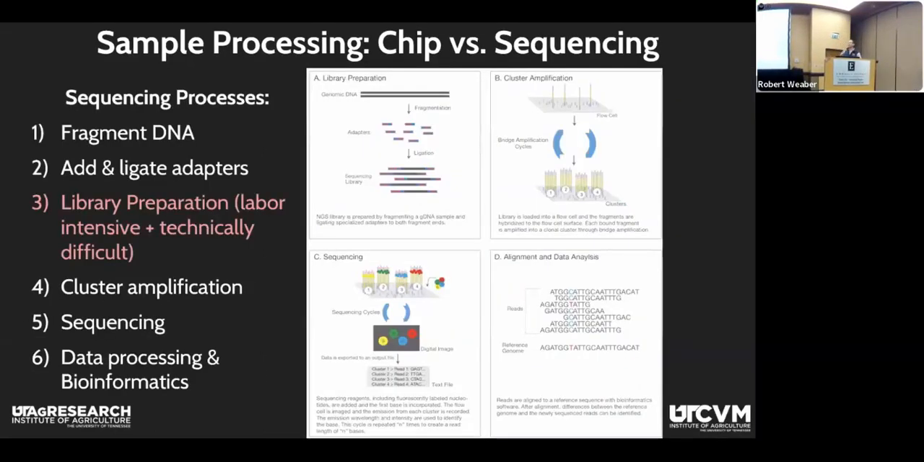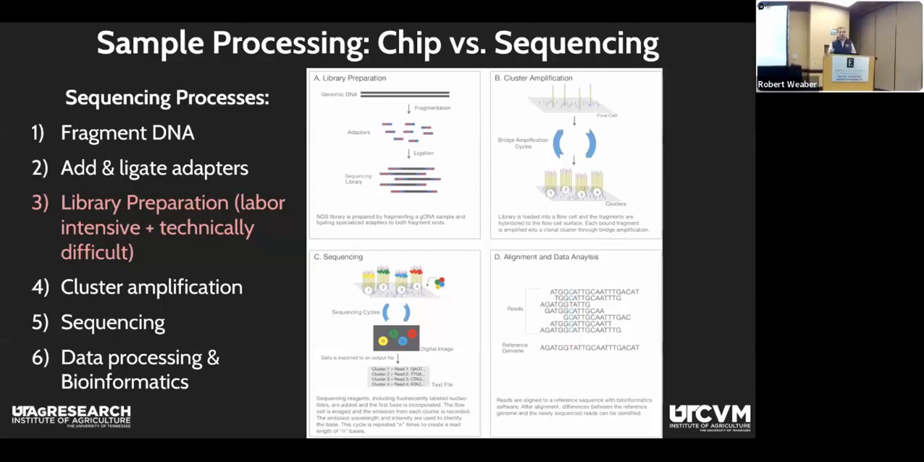Whereas sample preparation for sequencing is much more labor intensive if we're doing it by hand, for certain. It almost requires some level of automation, particularly at this third step of library preparation. This is a multi-step, very complex process that we have to do in order to prepare these chunks of DNA that we've fragmented and added adapters to, in order to make that sequencing library. There's a level of technical expertise. It's labor intensive if you're doing it by hand in the lab, and technically difficult in a way that doesn't necessarily occur at the level of chips, right?